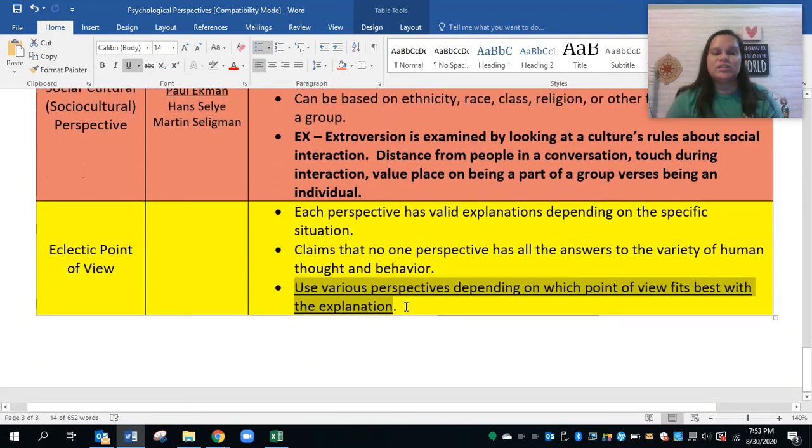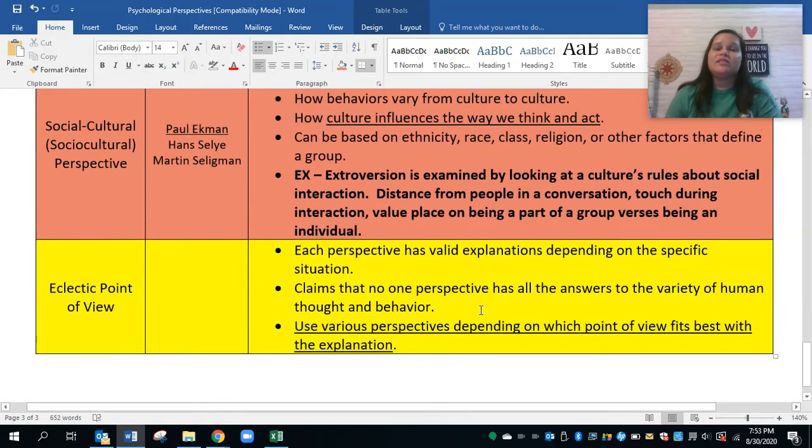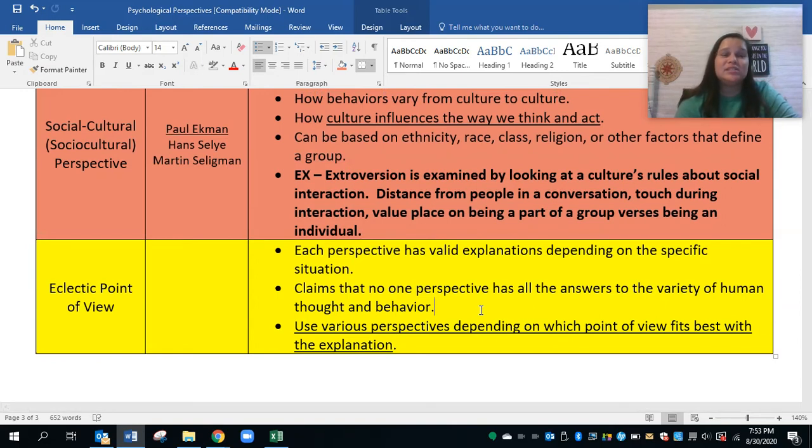And finally, the last one is not really a perspective. It's just the idea that the psychological perspectives are eclectic, which means in most cases there are multiple ways that we can explain a behavior, and we can use multiple perspectives to explain that behavior. So we use various perspectives depending on which point of view fits best with the explanation. For example, some psychological disorders can be explained both through biological explanations and through learned behaviors, whereas other ones may be completely a learned behavior. So it really just depends. Psych takes that eclectic point of view.